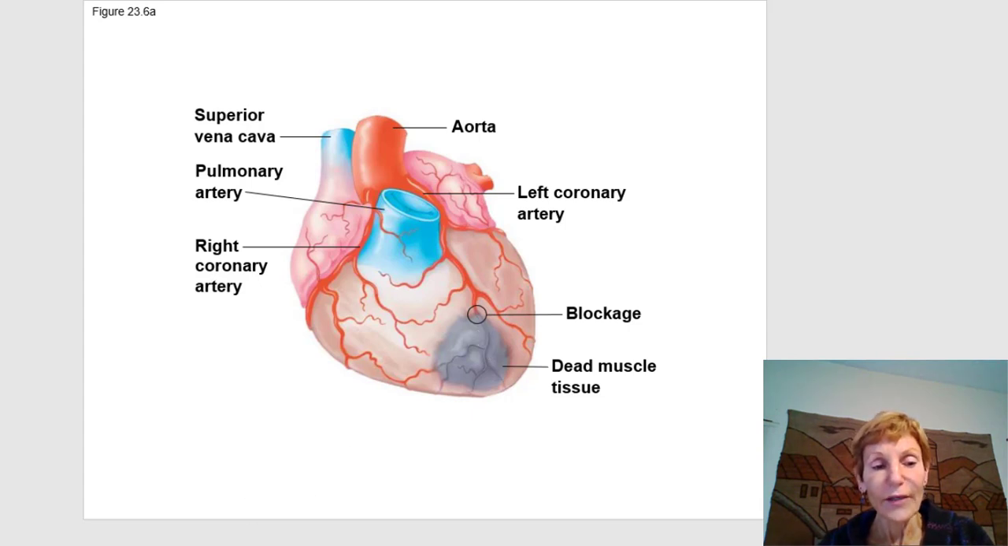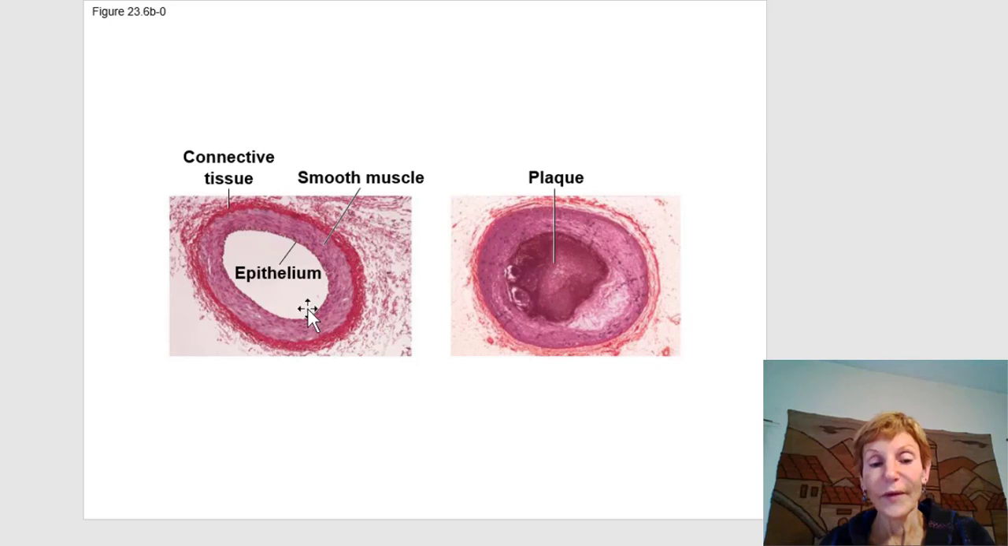Here's a picture of a normal artery. You can see this part here is the smooth muscle. This area in here, the white, is called the lumen, and that's where the blood flows. You can see it's nice and wide in this normal artery. And then this is a picture of an artery that has a huge plaque, a huge fatty deposit that is almost completely clogging this artery so that there's only this part left where the blood can go through. That will impede blood flow and could cause a heart attack. If it happens in a cerebral artery in your brain, it can cause a stroke.